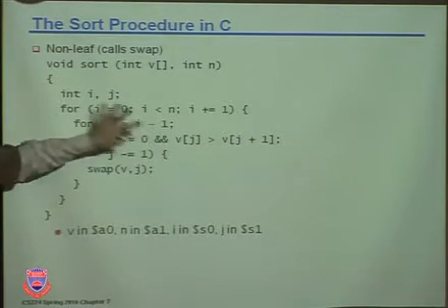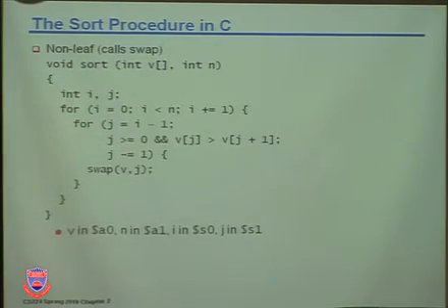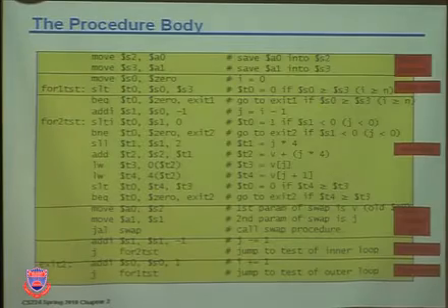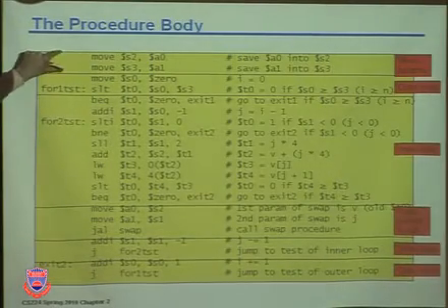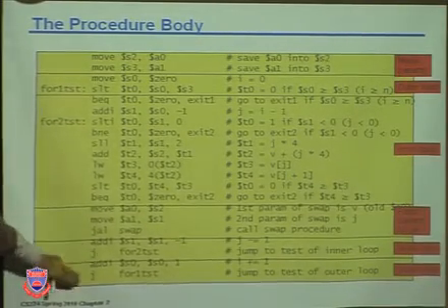So first you have to understand what this is doing. How does this do the sorting program? Okay? Then after that, work your way through. Notice: move parameters, outer loop, inner loop, pass parameters and call, end of inner loop, end of outer loop.